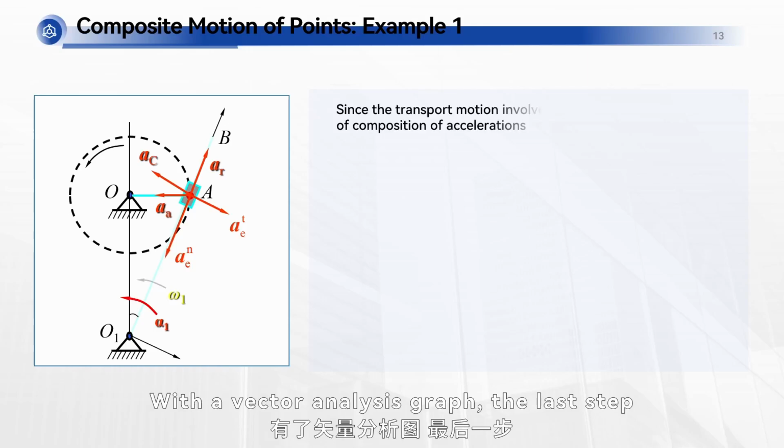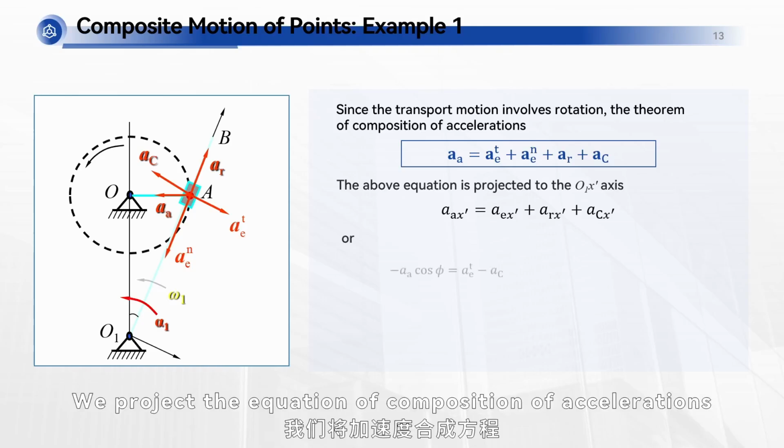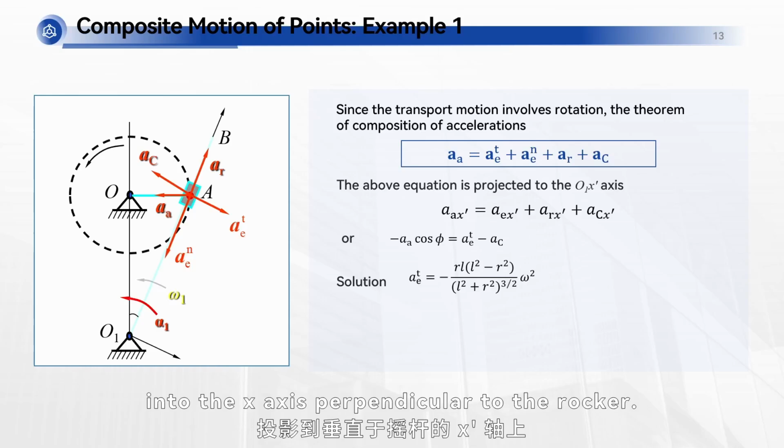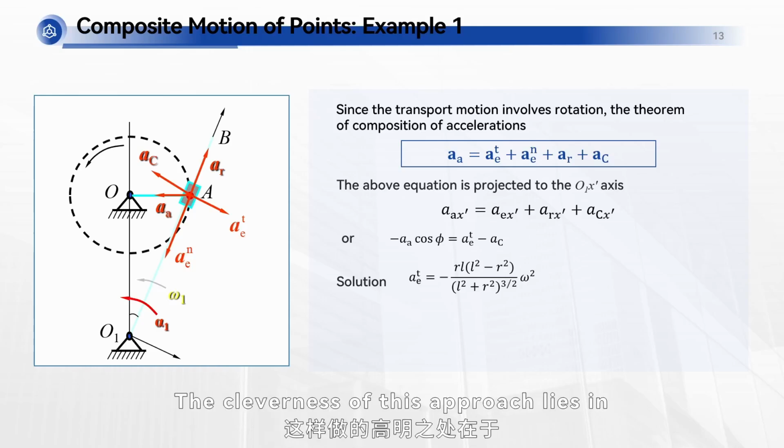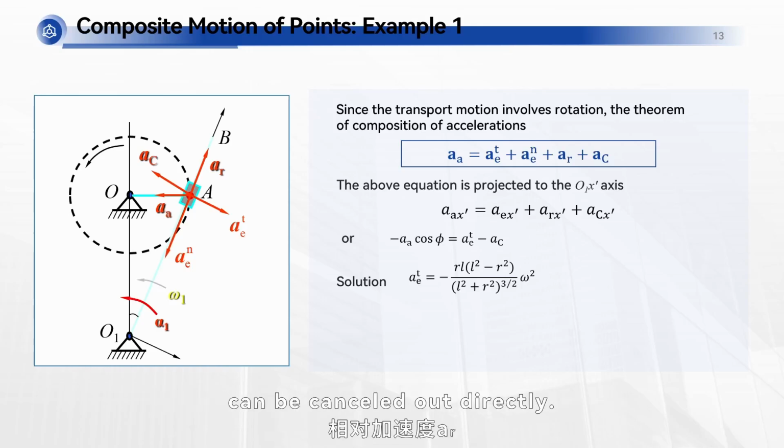With a vector analysis graph, the last step is to establish a coordinate system for projection. We project the equation of composition of accelerations onto the x-axis perpendicular to the rocker. The cleverness of this approach lies in that the unknown relative acceleration aR can be cancelled out directly.